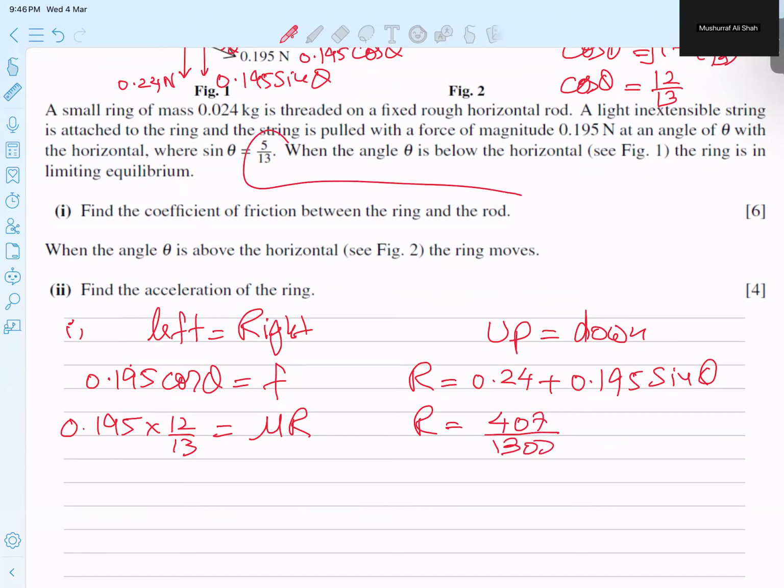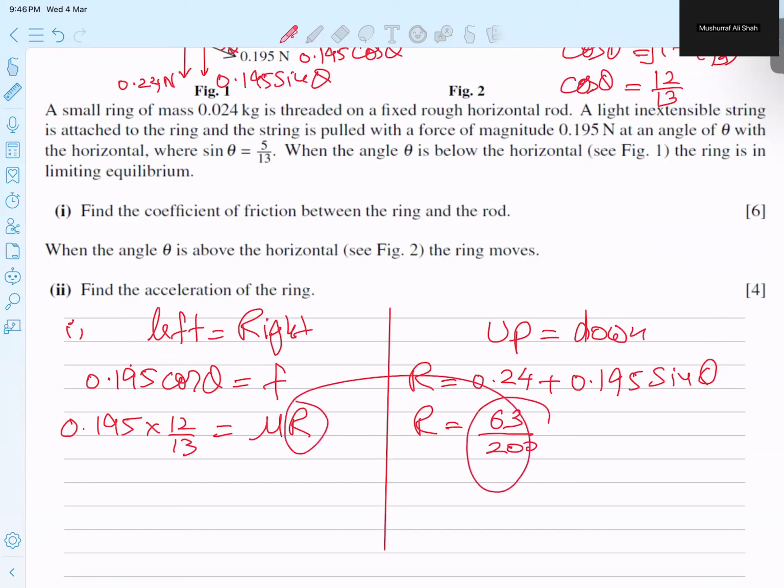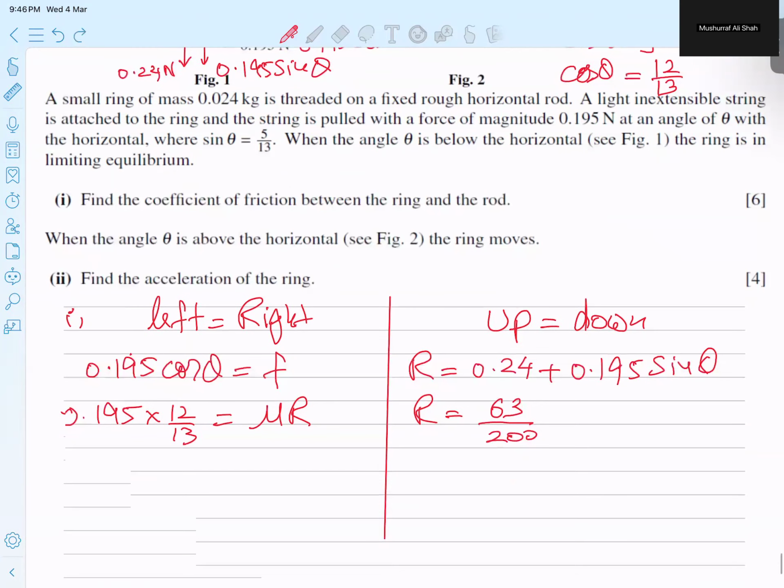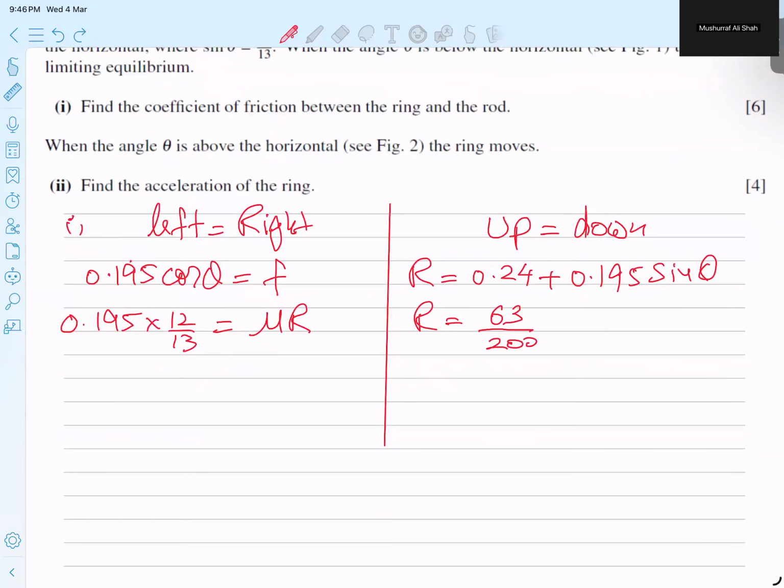Wait a minute, I think I made a mistake. Yes, one digit is missing here, the number 195. Let me recheck: 0.24 plus 0.195 times 5 over 13. So this number turns out to be 63 over 200. This is the R value. And if I replace the R value in this place here, I can find the coefficient of friction very easily. So check it, students.